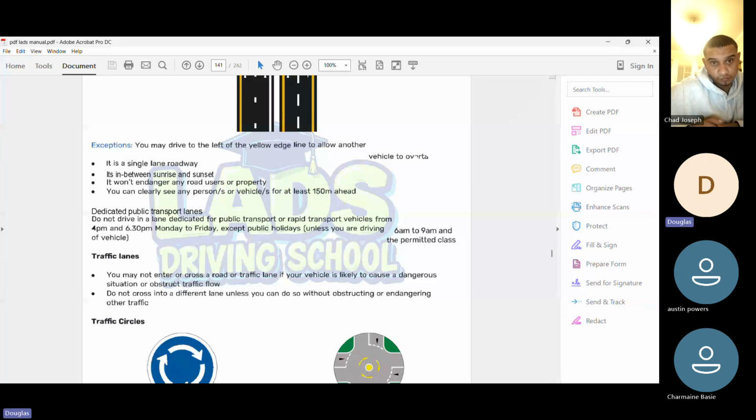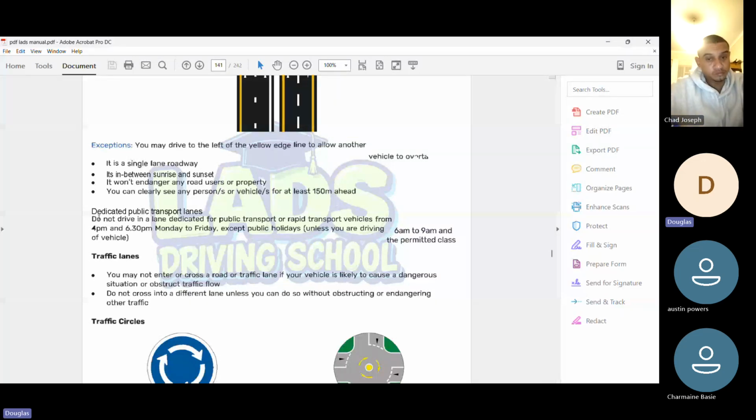Number one, do not drive in a lane dedicated to public transport or rapid transport vehicles. Rapid transport is your ambulances and your firefighting vehicles. So basically, there's lanes that are specifically for those people so that they can easily get access to the road when they need it in an emergency.